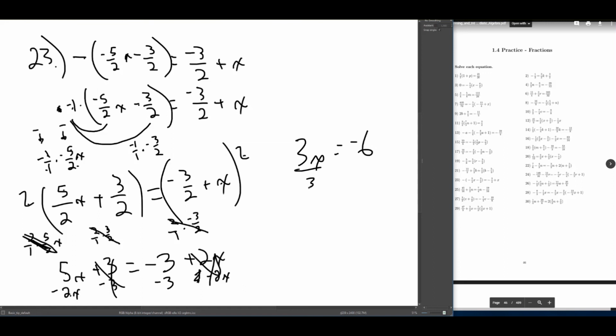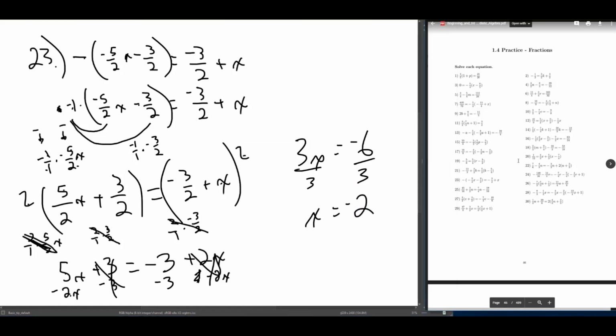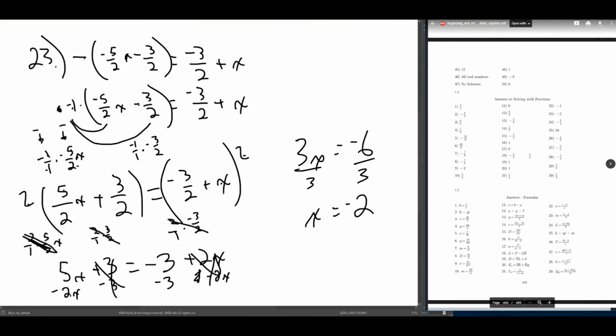Divide both sides by 3. I'm left with x equals negative 2. Negative 6 divided by 3. And is that the right answer? I'm clueless. Yes, it is negative 2.